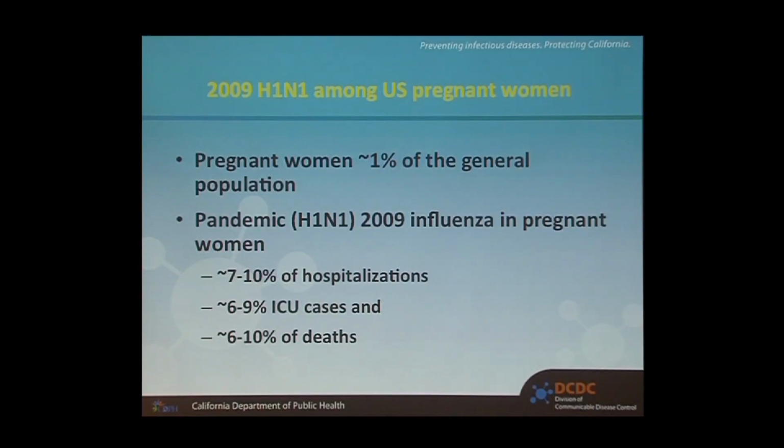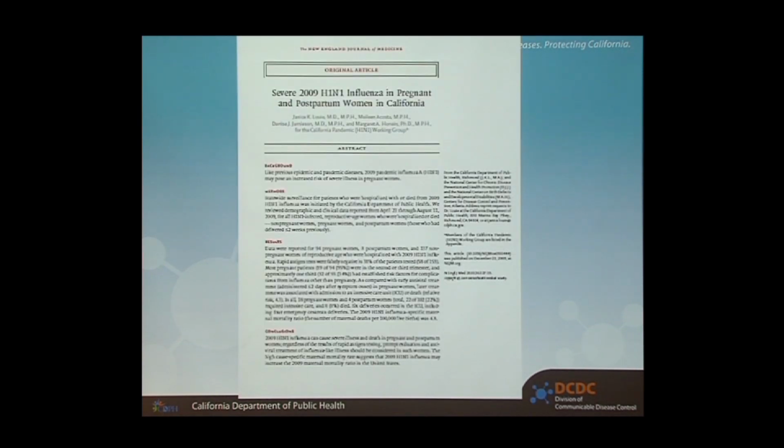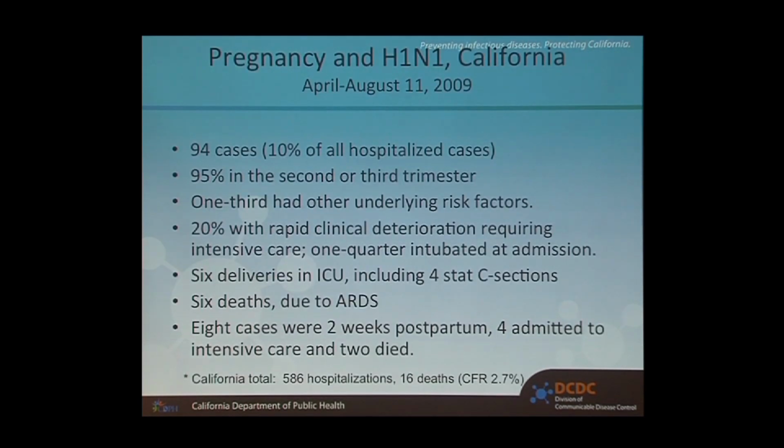And then finally, we also noticed that a lot of pregnant women were not doing well. This was shown by CDC as well, that pregnant women comprised about 1% of the population, but they were being hospitalized and dying out of proportion to their prevalence in the population. So we looked at over 100 women in California, and we found some very interesting things. Most were otherwise healthy.